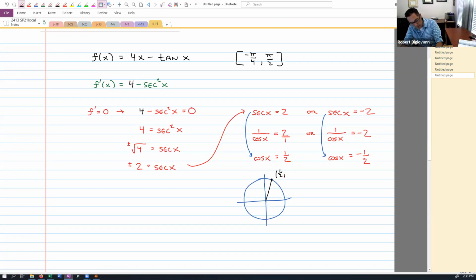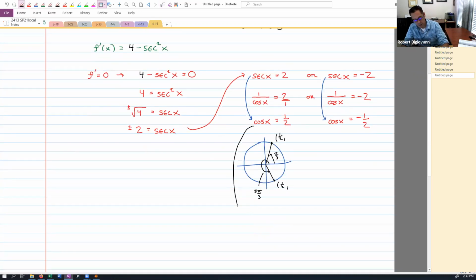And then this also happens down here. So what angle is that? This angle right here is pi over 3, and this angle all the way over here is 5 pi over 3. There are 2 places where it happens, pi over 3 and 5 pi over 3. So that means my solutions so far are x is equal to pi over 3 and or x could be 5 pi over 3.